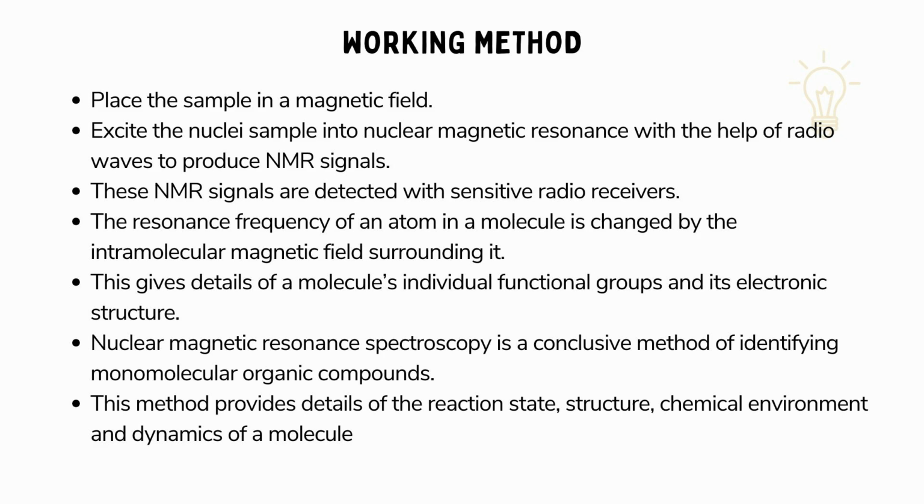Working method. To perform a nuclear magnetic resonance, NMR, analysis, follow these steps. Begin by placing the sample in a magnetic field. Use radio waves to excite the nuclei sample, generating NMR signals. Detect these signals using sensitive radio receivers.